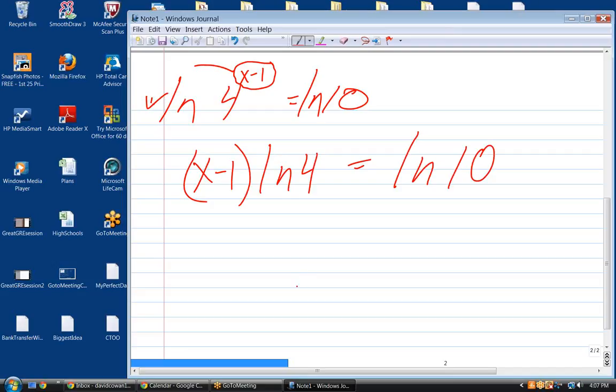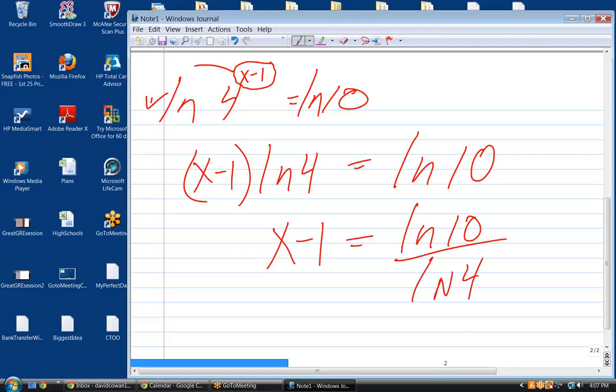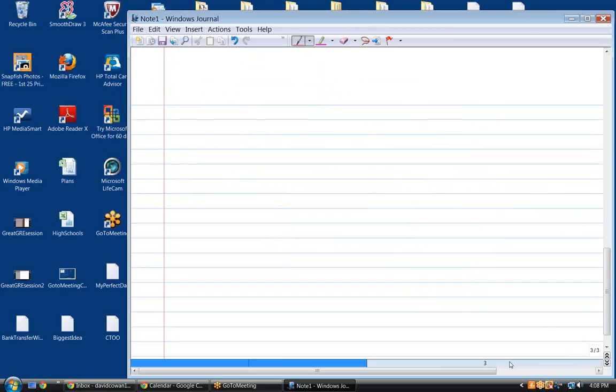Divide both sides by natural log of 4. In other words, that's just a number. Add 1. That's what x is equal to. You can certainly get those numbers off of a calculator. Okay? All right.